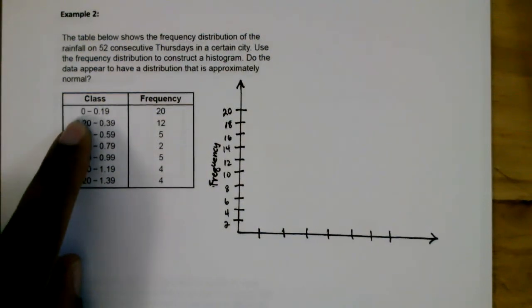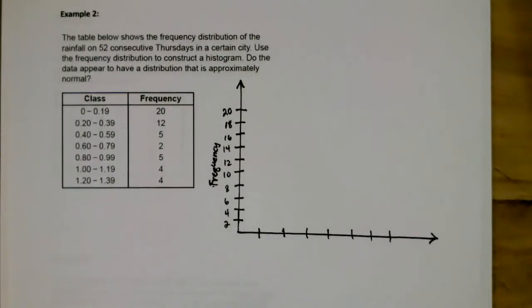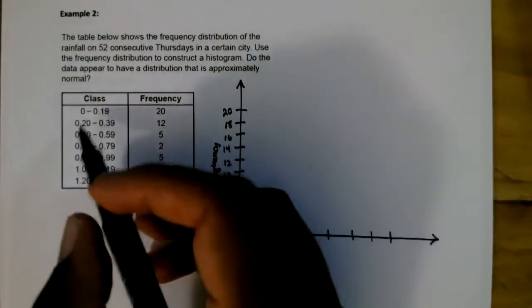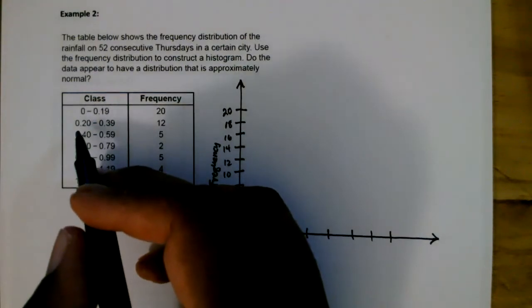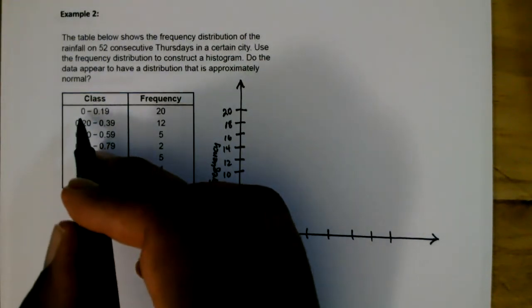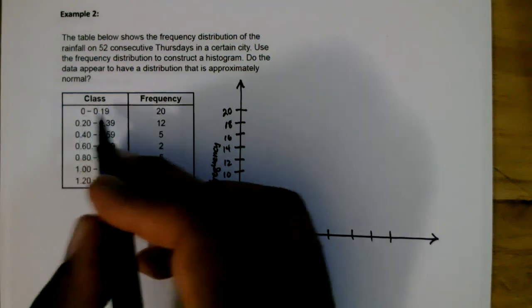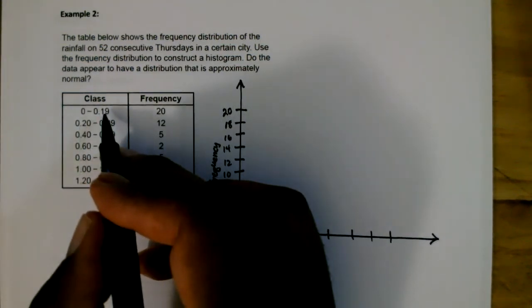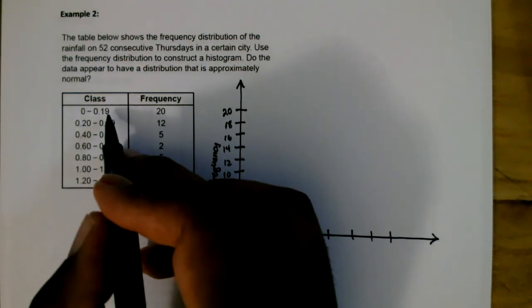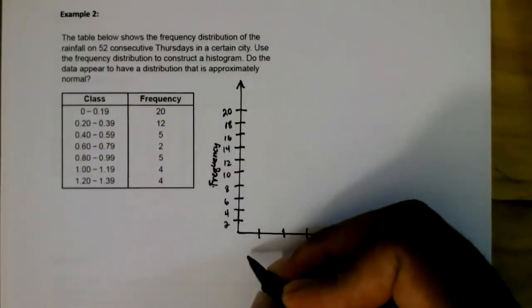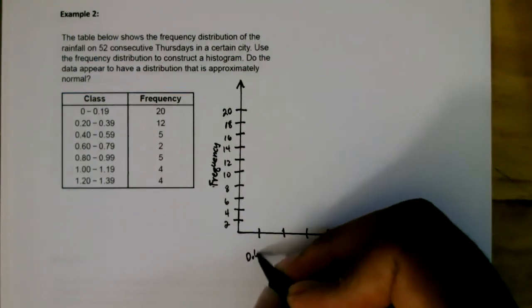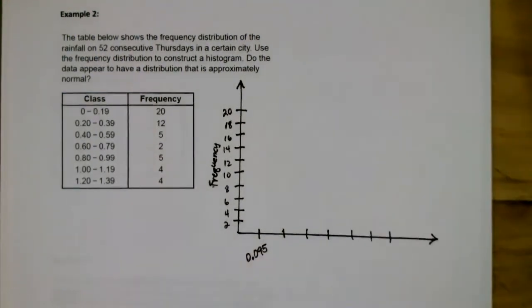Okay, so let's find the class midpoint for 0 to 0.19. If you recall in the last video, to find the class midpoints, you have to take the lower class limit and the upper class limit and add them together and divide by 2. So 0 plus 0.19 would be 0.19, and then 0.19 divided by 2 would be 0.095.